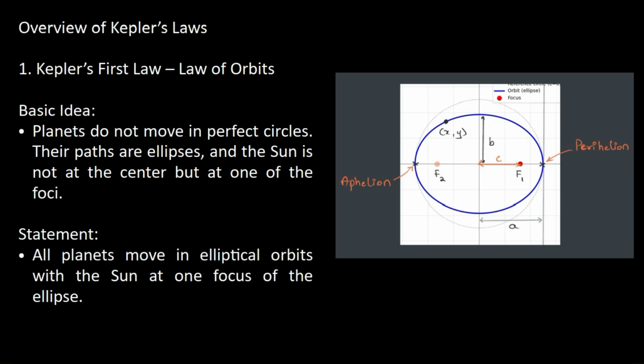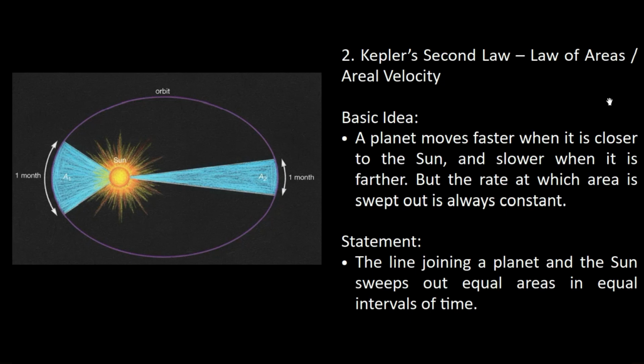All planets move in elliptical orbits with the sun at one focus of the ellipse. So this is the first law, simple and straightforward. It's just telling us not a circle but yes, an ellipse, and the sun not at the center but at one of the foci. Okay, next. Second law, law of areas.